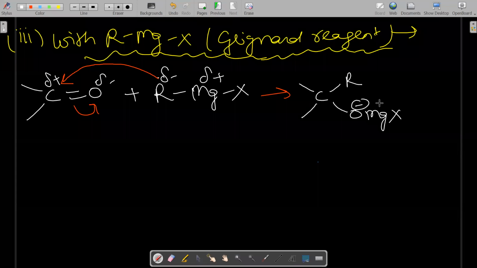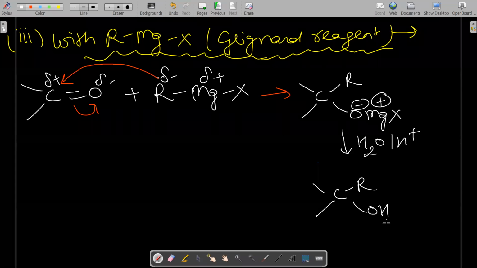Now we get this addition product, followed by hydrolysis in acidic medium. So this is the final product of the Grignard reagent, alcohol. You always get the alcohol. This is a simple mechanism. This is the adduct, the addition product. So I'm going to the next example. Should I go ahead?